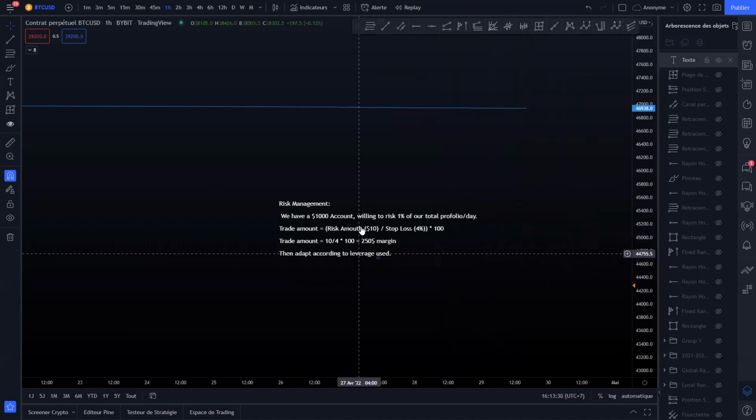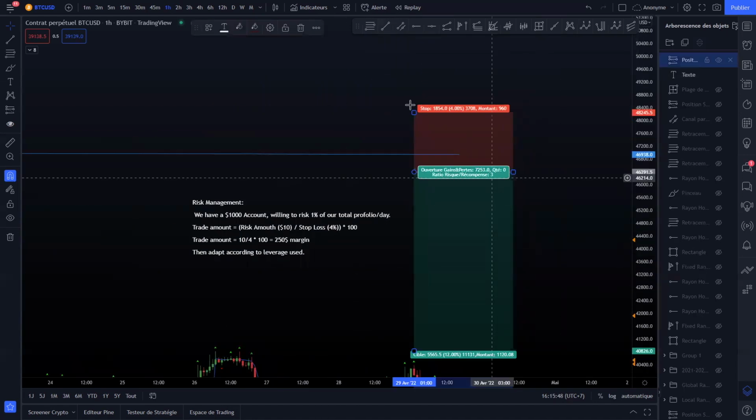What I do is I take the risk amount, which is 1% of the total account, in this case $10, divided by the stop loss that I take per trade. Okay, this is how long I'm willing to hold my position until getting invalidation, 4%. So divided by 4% times 100. Long story short, 10 divided by 4 times 100, $250. That will be my margin.